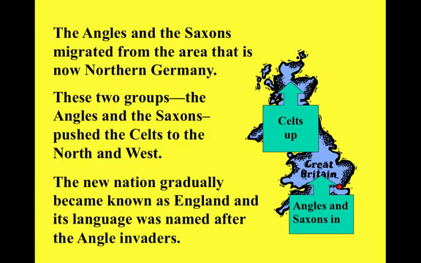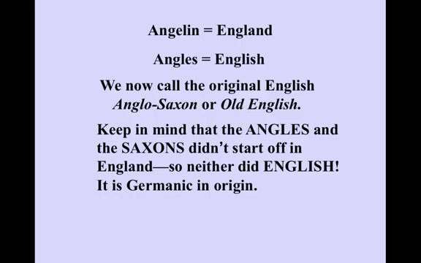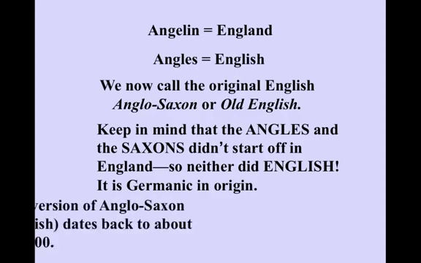right into the area that we now call England. The area that we call England then was named after the Angle invaders. That means that Anglian became England, and the Angles spoke the language that we now call English. The original English was called Anglo-Saxon, from the Angles and the Saxons, or Old English, and that's the roots of the English that we now speak. Keep in mind that the Angles and the Saxons did not start off in England, and so neither did English. It actually comes from Germany, and it's Germanic in origin.